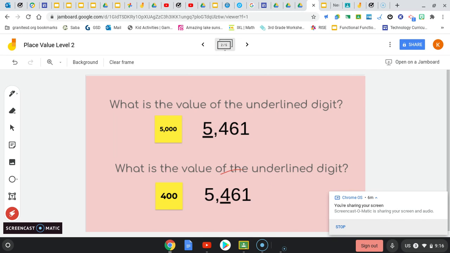Take a look at this example. We're using the same number, 5,461. In this case, the underlined digit is 4. So we know we're going to write that 4, but because it's in the hundreds place, we're going to add those 2 zeros. So that underlined 4 in the number 5,461 represents 400.